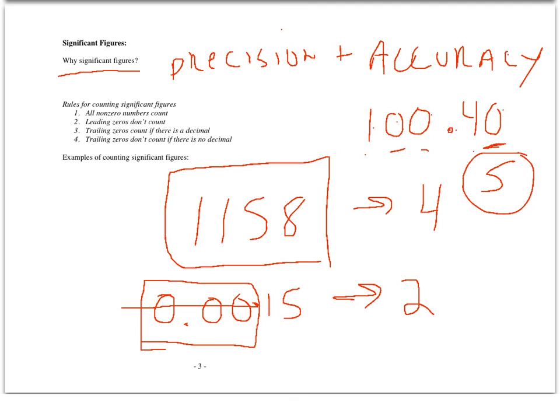And the last one, trailing zeros don't count if there's no decimal. So if I have 10,000, these zeros are just placeholders. And so in actuality, I only have 1 significant digit.